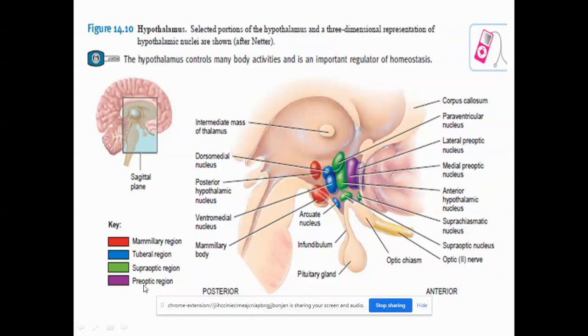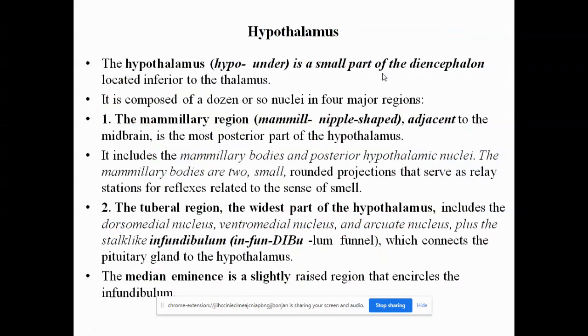The fourth one is the preoptic region. It is shown in violet color. So here you can see the lateral preoptic nucleus and the medial preoptic nucleus. So these are the two preoptic nuclei. And you can see the infundibulum, and this is the optic chiasm. So this shows the major areas of the hypothalamic nuclei. So let us see one by one.